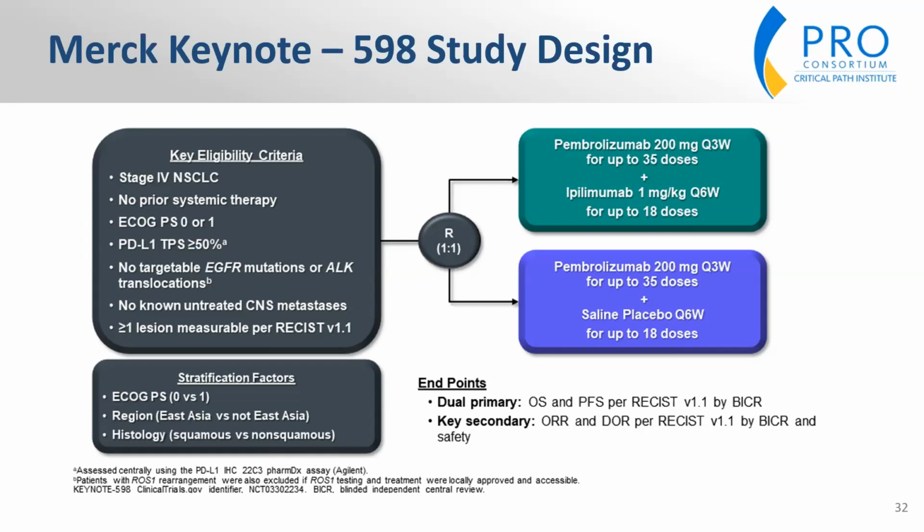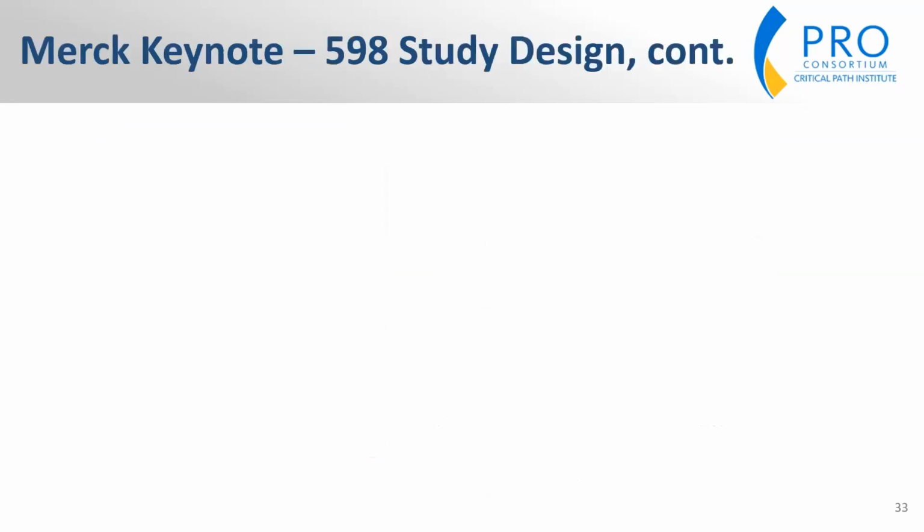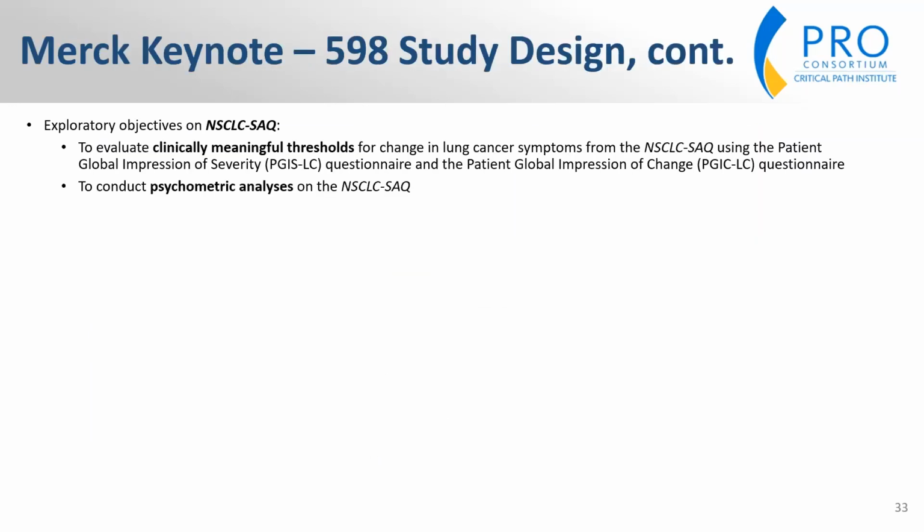On the bottom part on the right, you can see the dual primary endpoints, overall survival and progression-free survival, and the list of secondary endpoints. In regards to the non-small cell lung cancer SAQ, this was included as an exploratory endpoint. And as I mentioned earlier, the objectives were to assess the clinically meaningful thresholds and to conduct psychometric analyses as well.